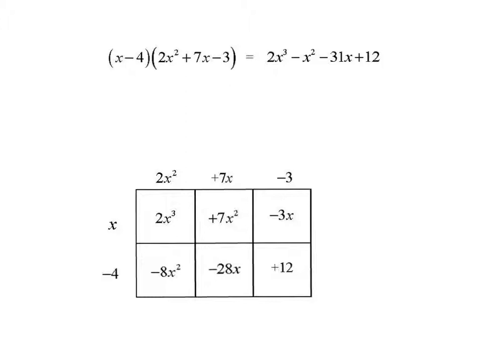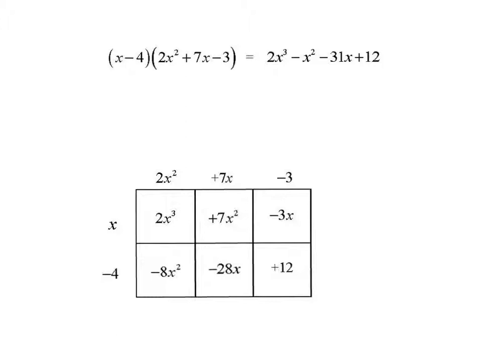The way we use the box is we put the x minus 4 down the side, and we put the 2x squared plus 7x minus 3 across the top, and then we simply treat it like a multiplication table. Every box is filled by multiplying, in this case, for example, the negative 4 times the positive 7x gives us negative 28x.